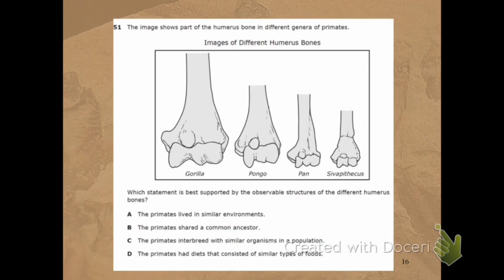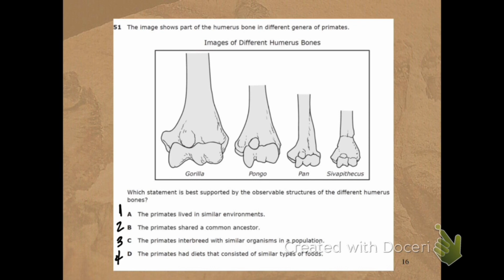So we're going to do our poll. We're going to practice some questions here. This image shows parts of the humerus bone in different genera of primates. Here we have the images of those primates' bones. A will be 1, B 2, C 3, and D 4. Here's your question: which statement is best supported by the observable structures of the different humerus bones?